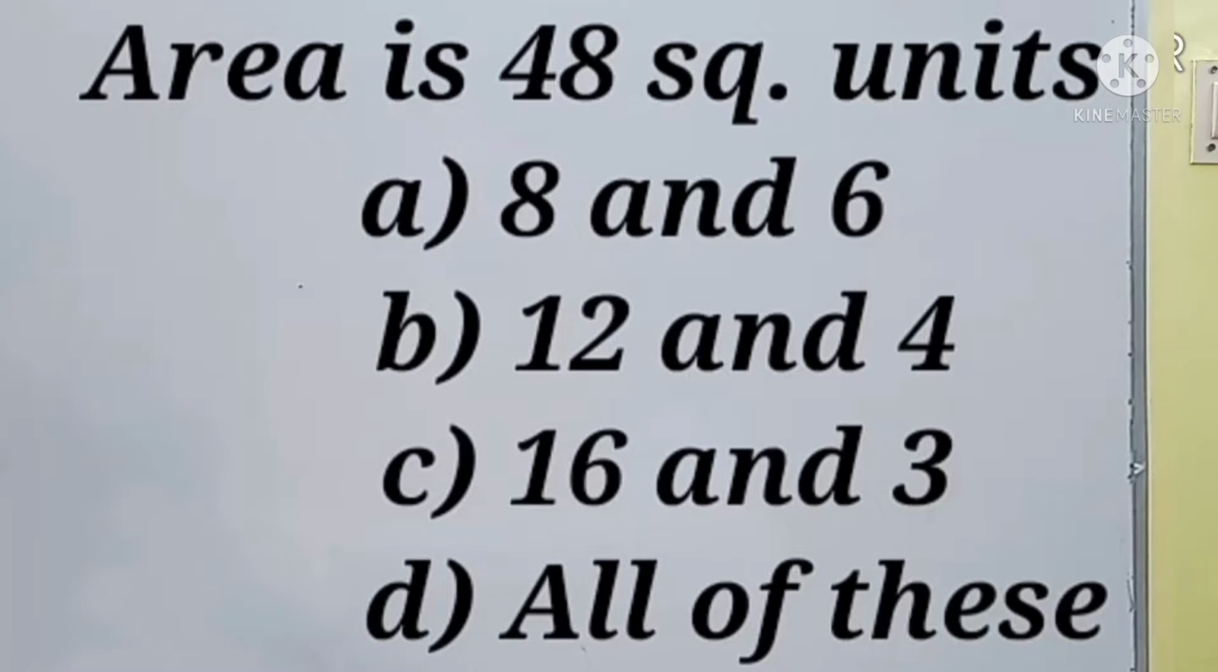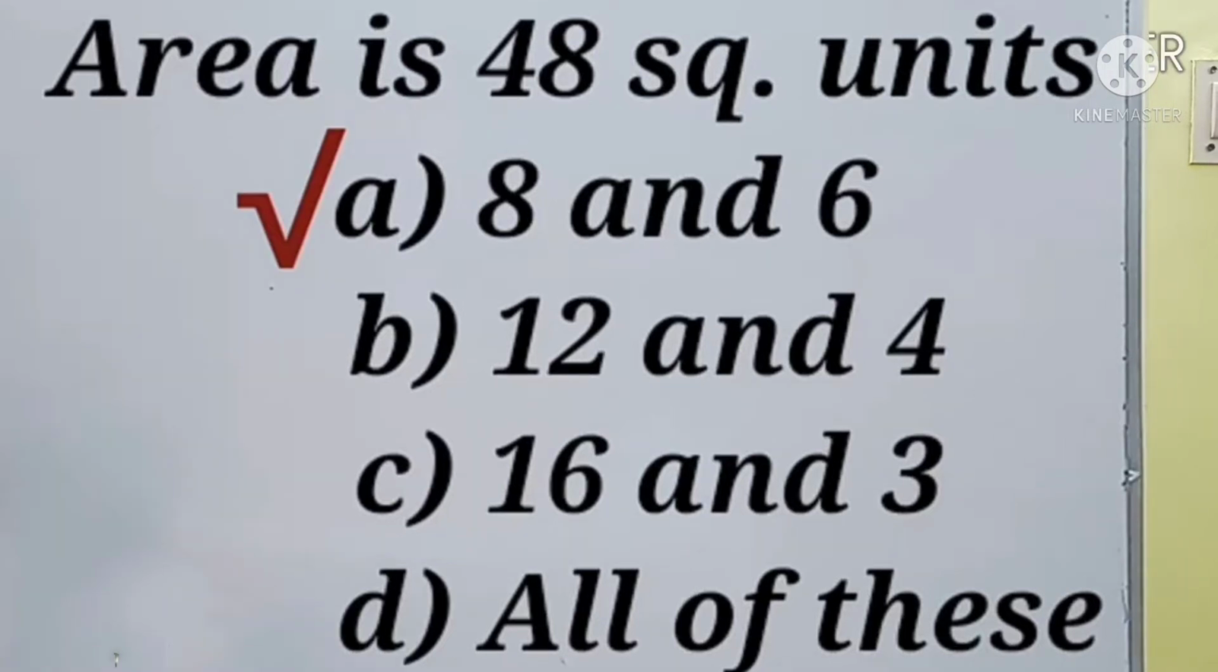So before thinking of the answer, first you recall the formula for area of a rectangle. Area of rectangle is length into breadth. So now option A, 8 6s are 48. So option A is correct.